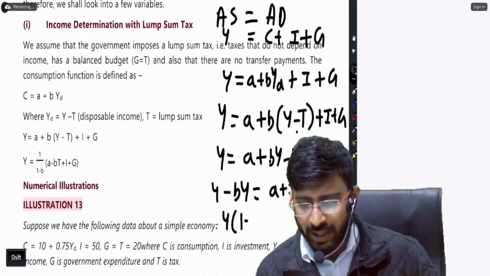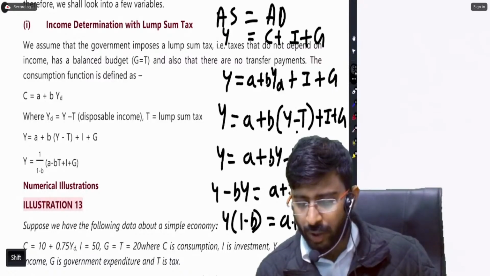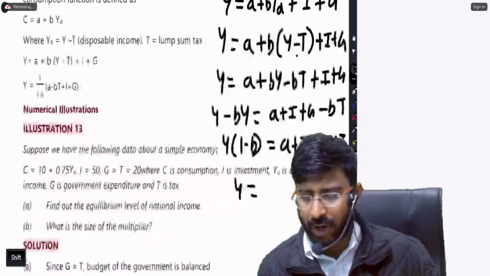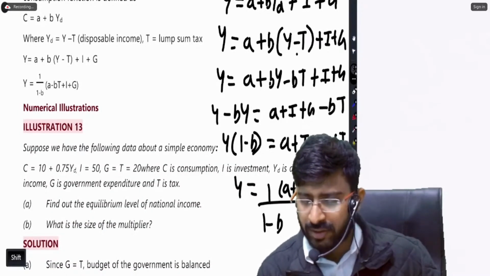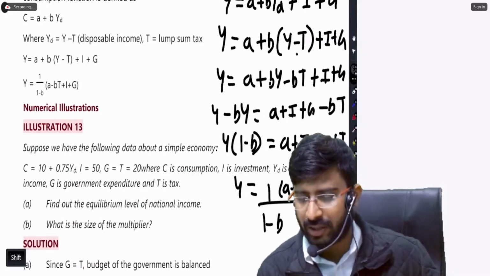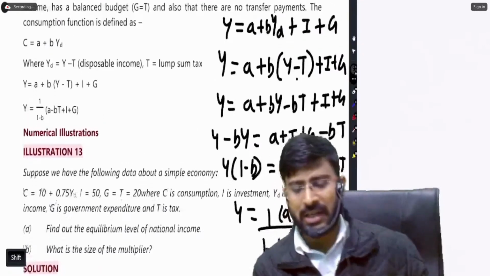So when Y common is taken, you get 1 minus B. So A plus I plus G minus BT. And hence this formula: Y equals 1 by 1 minus B, A plus I plus G minus BT. Is that clear, everybody? Yes or no?